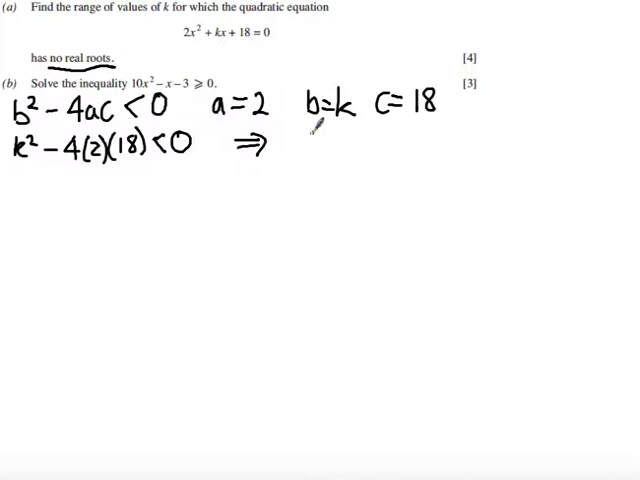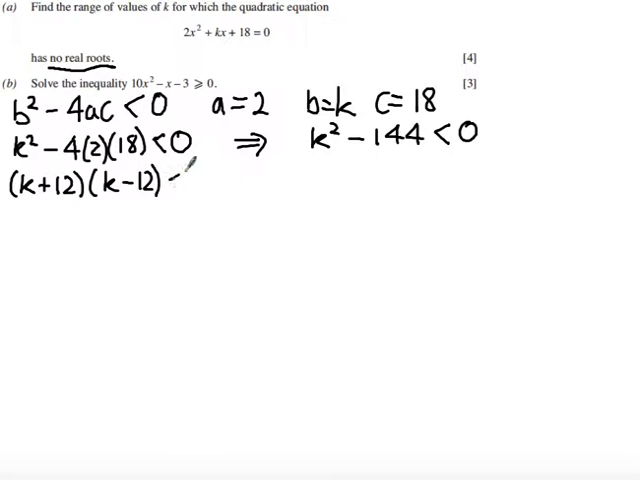Now, simplifying this, I get k squared minus 8 times 18, which gives us 144, less than 0. What I know from this is that k squared is a squared term, 144 is also a squared term, so what I'm looking at here is a difference of two squares. I've got k plus 12, k minus 12. This must be less than 0.